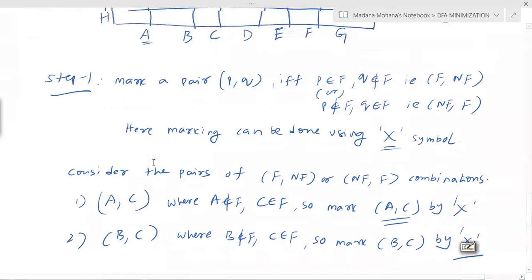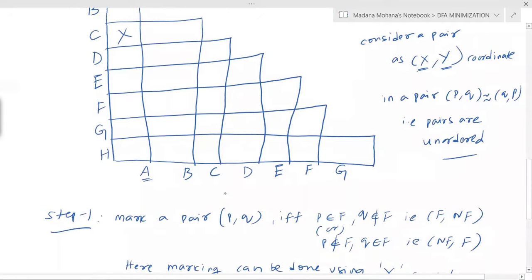Now you can mark B to C. The remaining B to D, B to E, B to F, B to G, B to H, we can't mark, because these are all combinations of two non-final states. But our condition is either final with non-final or non-final with final. Only such cases do we have to mark.